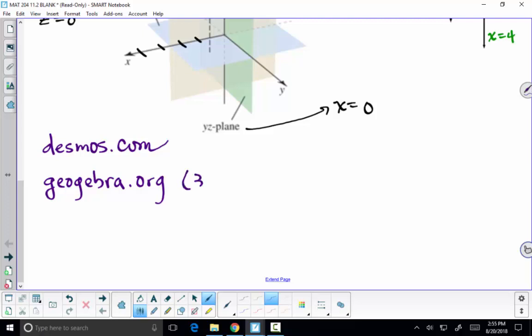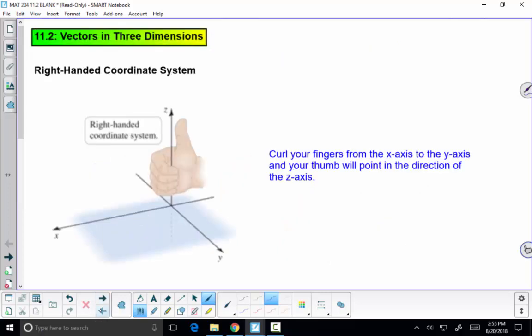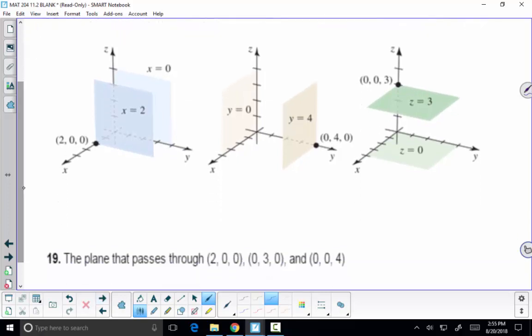So this is for 3D graphing. And this is for 2D, and it also does all sorts of algebra stuff nicely as well. Did I jump a slide? No. Okay. All right. So here they're kind of showing us our basic planes.